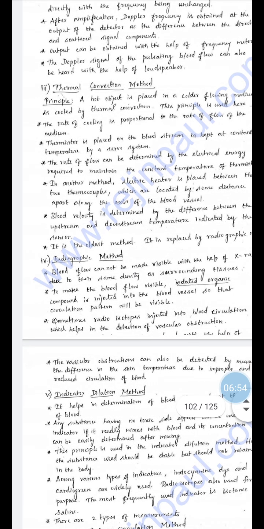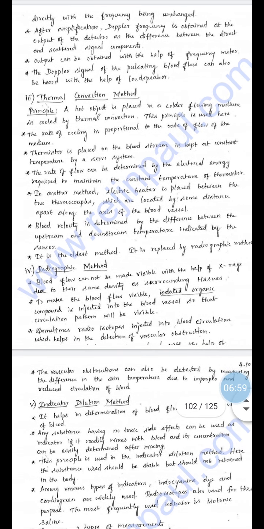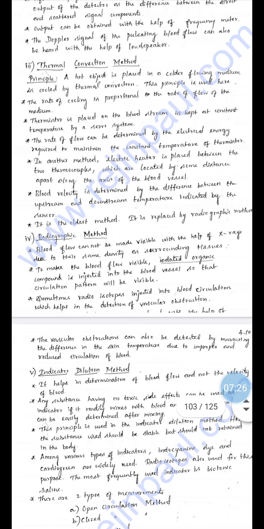So the third one is the thermal convection method. Its principle is that a hot object placed in a colder flowing medium is cooled by thermal convection. This principle is used here. The rate of cooling is proportional to the rate of flow of the medium. A thermistor is placed in the bloodstream and is kept at a constant temperature by a servo system. The rate of flow can be determined by the electrical energy required to maintain the constant temperature of the thermistor.